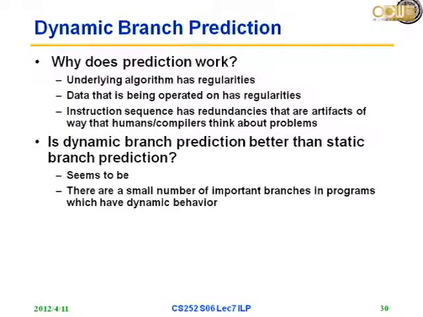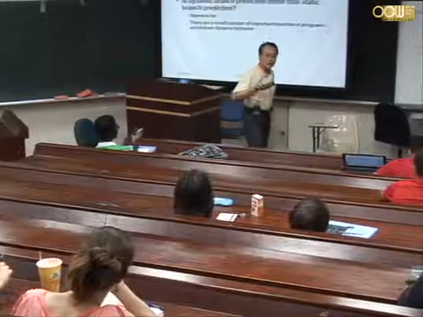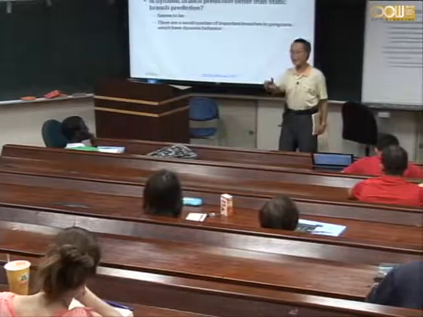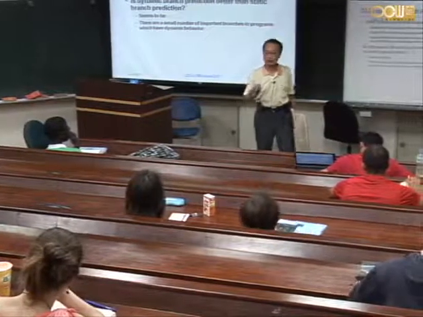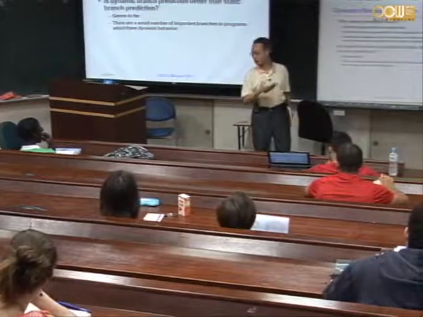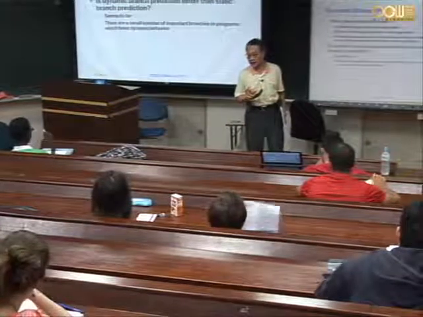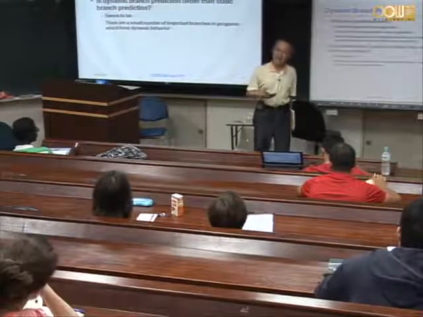Okay, dynamic branch prediction. What do we mean by dynamic? Dynamic has two underlying meanings. Number one, the outcome of the prediction can change for the same branch instruction. So the outcome is dynamic.